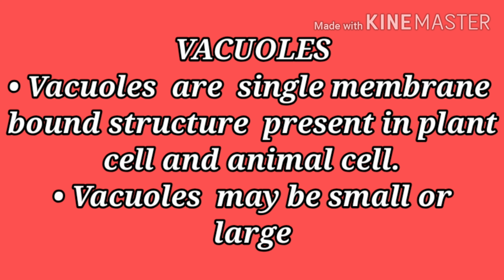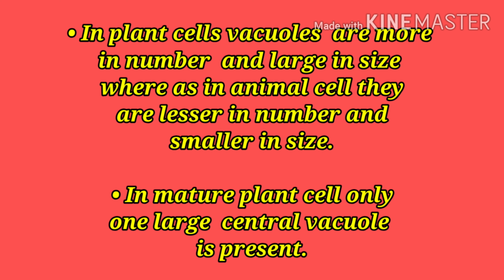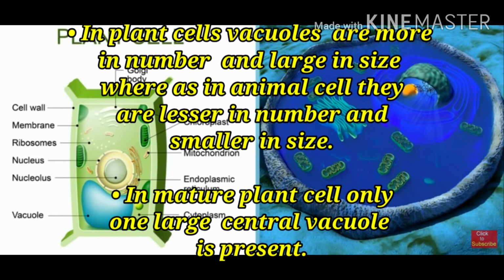Vacuoles may be small or large. That means in plant and animal cell they vary in size. In plant cell actually the vacuoles are more and large in number, whereas in animal cell the vacuoles are lesser in number, and if we compare the size, they are smaller in size as compared to the plant cell. And in mature plant cell what happens, all the vacuoles combine together and they form a large central vacuole which occupies the maximum portion of the plant cell.